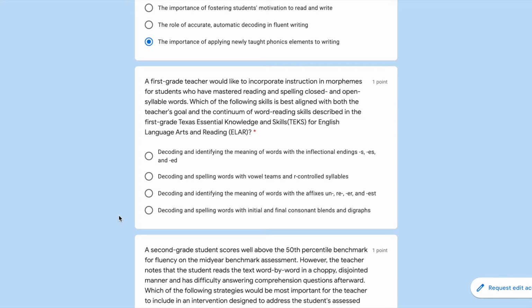Now, we have a couple of options here. Again, we have A, B, C, and D. A says decoding and identifying the meaning of words with these inflectional endings, B decoding and spelling words with vowel teams and R-controlled syllables, C decoding and identifying the meaning of words with these affixes, and D decoding and spelling words with initial and final consonant blends and digraphs.